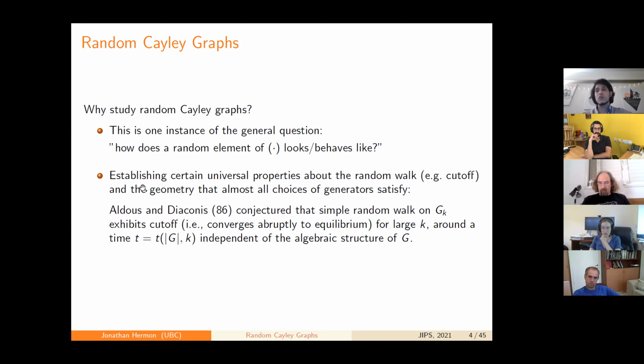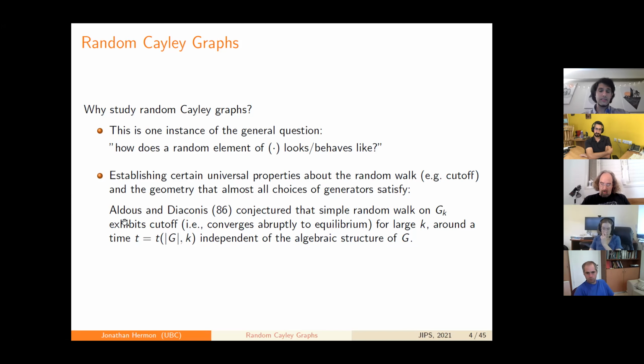What we want to show is to establish certain universal properties of random walks on such graphs and the geometry of such graphs. By universality, I mean properties that don't really depend on the group, and in some way just depend on the size of the group and the number of generators.